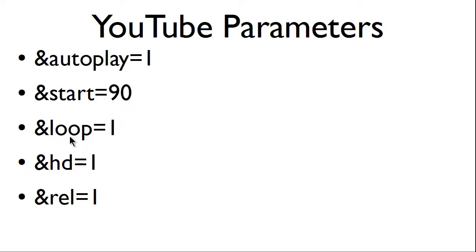When ampersand loop equals 1, then the video will be set to loop. When ampersand HD equals 1, then the video will be set at high definition. When REL equals 1, then the related videos will be shown. If REL equals 0, then the related videos will not be shown. All the parameters are optional. For example, if the autoplay is not placed within the YouTube link, then the YouTube video will not automatically start.